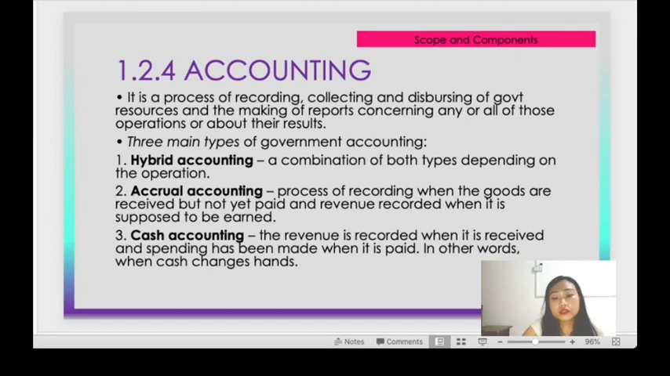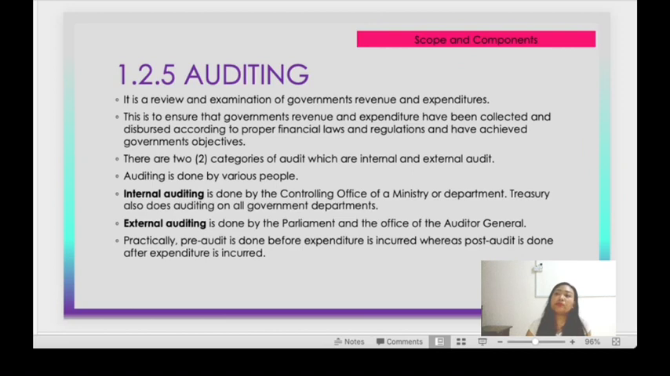Accounting also refers to the government record on the usage of money, the in and out record of money flow for the purpose of government's activities implementation. Next one is auditing. Always remember that auditing will come after accounting. So what is auditing? Auditing is a review and examination of government's revenue and expenditures.